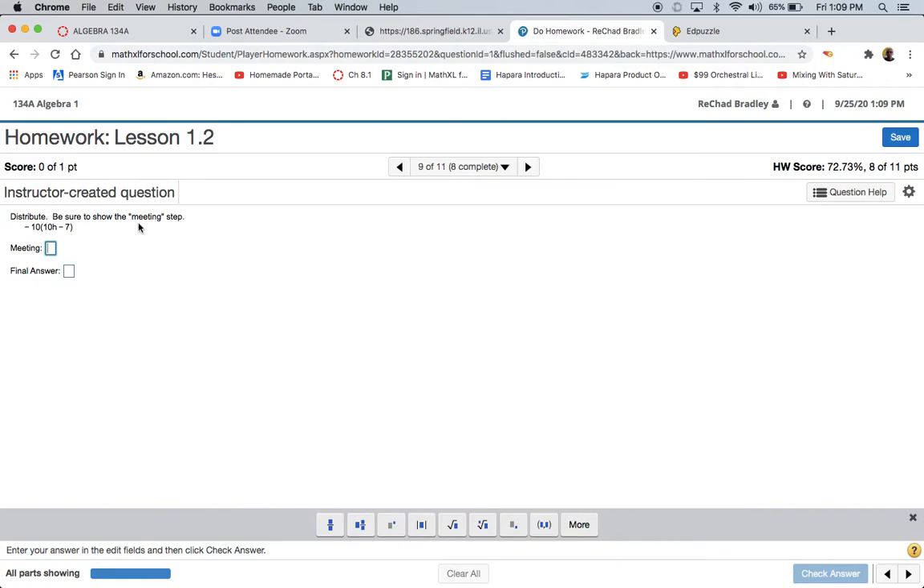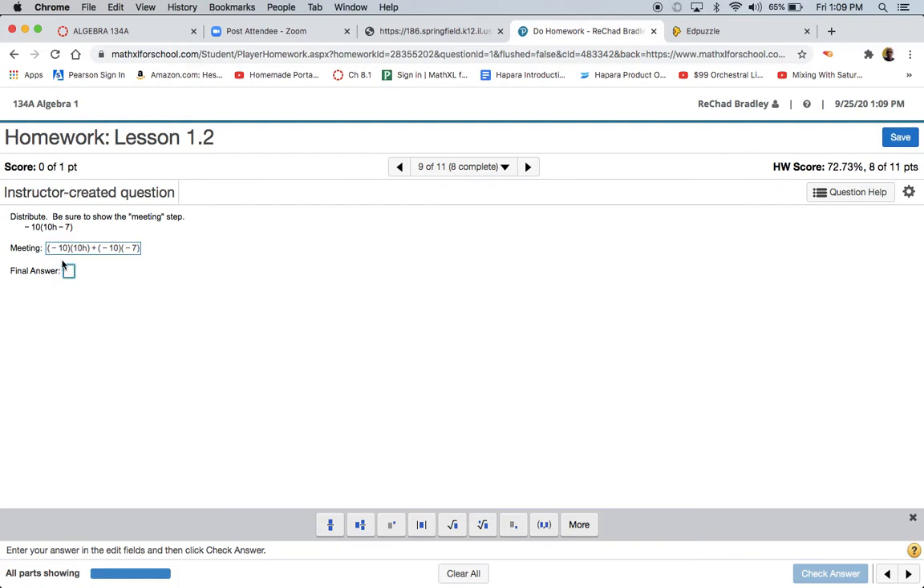Distribute here, again, being sure to show the meeting step. This is different because you need to make sure that you are putting that negative on the 10 because that is a negative 10 meeting 10H. That is the part that people tend to miss. Still use a plus. Do not put a minus there. The plus will always be your connector. Keeping in mind this again is also a negative 10 and it is meeting a negative 7.